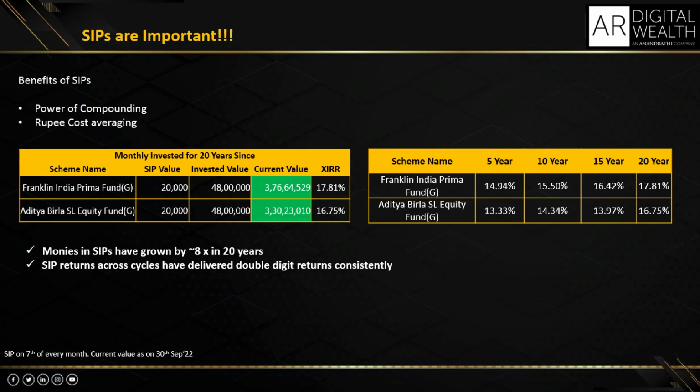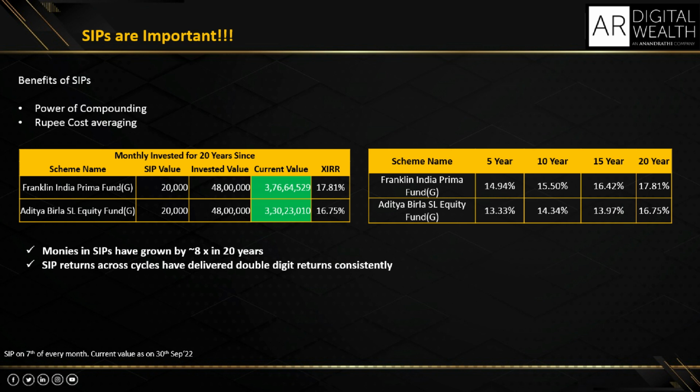So now let's look at the benefit of regular investments. So it's not about making a lump sum investment, but it is very important to have a regular investment as well. So there are two benefits of making regular investments by way of SIPs. One is the power of compounding and second is rupee cost averaging. So here is one example of two funds which has crossed 20 years in the industry. Let's assume had someone invested about 20,000 rupees for last 20 years in each of these funds, which would mean your total investment is 48 lakhs in each of these funds.